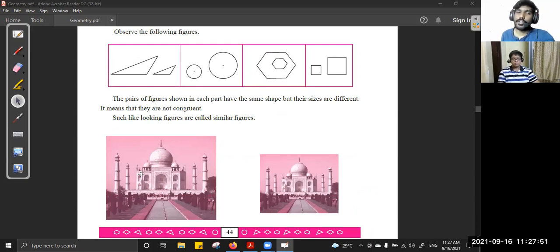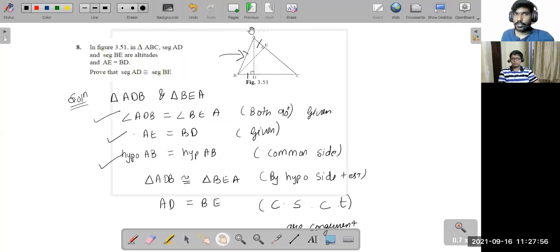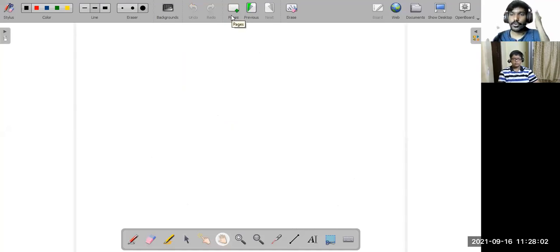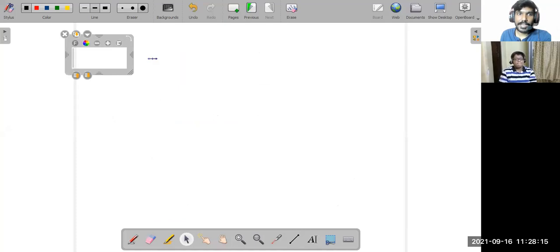Okay. Next concept is about similarity. You have already studied a concept of congruency. When are two triangles congruent? You know, two triangles will be congruent when all of their angles and all of their sides are equal. Then the two triangles are congruent to each other. The next concept that you have is concept of similarity.